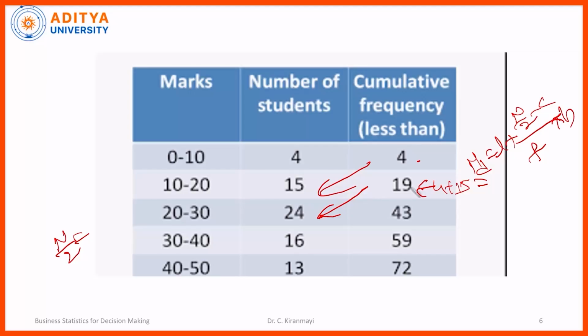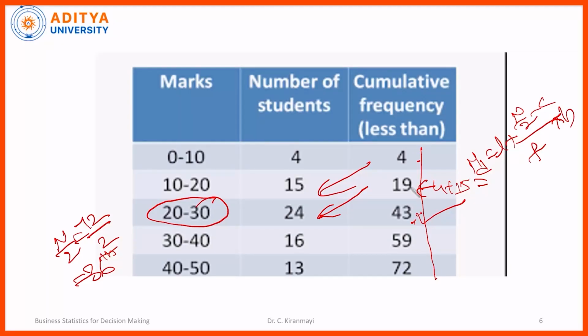So, this way, first we have to obtain the less than cumulative frequency, and then we have to compute the value of n by 2, that is 72 by 2, that is 36. The 36th term will be the median. So, in the cumulative frequency we have to locate which cumulative frequency covers this 36 value. That is, 4 is less than 36, 19 is less than 36, and 43 is more than 36. So, this median value falls in this class interval.